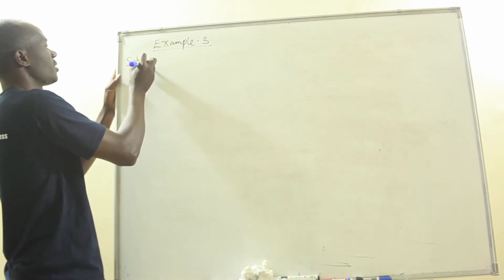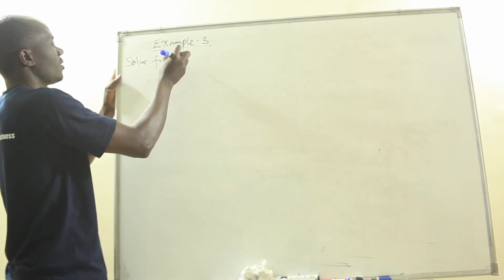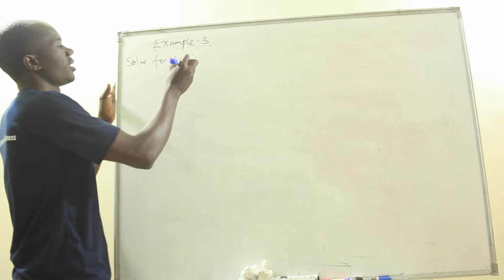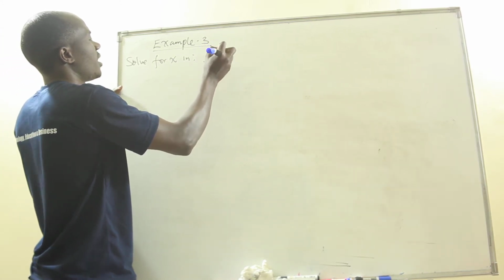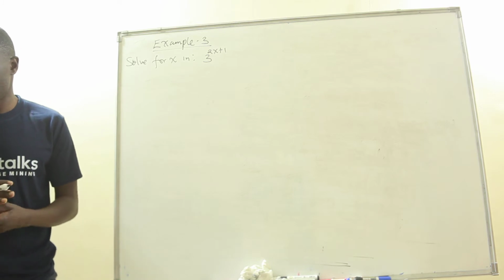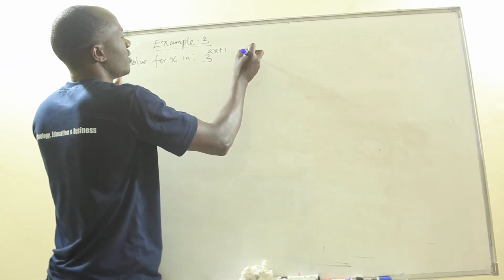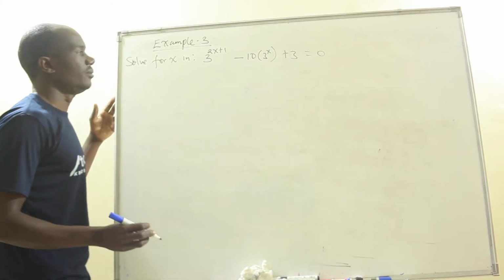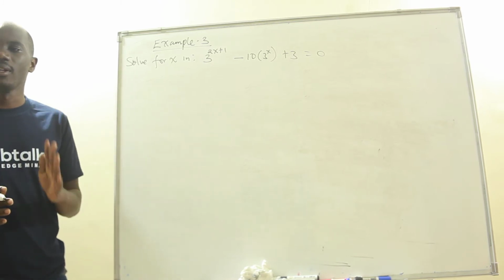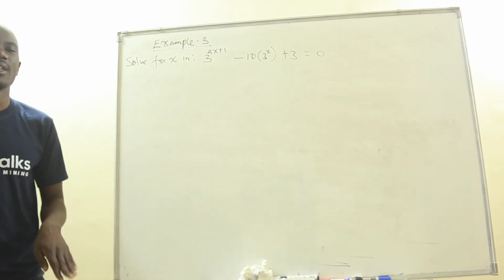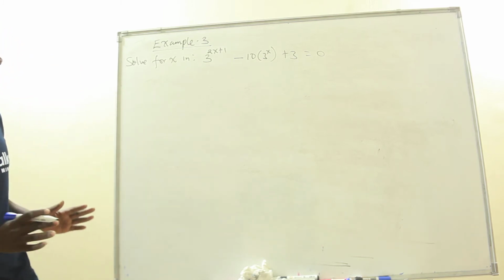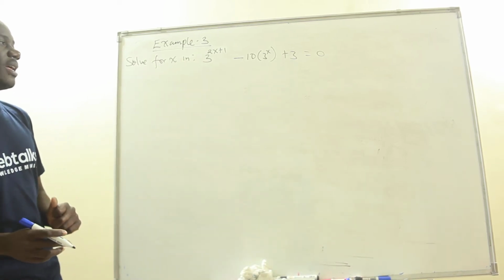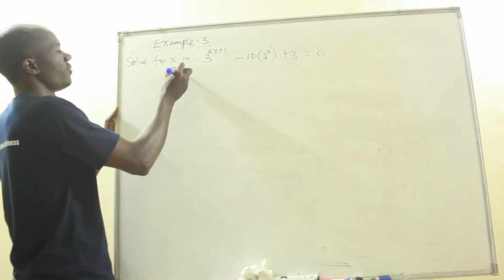Solve for x in 3 power 2x plus 1, minus 10 into 3 power x, then plus 3 equals 0. Now when they say solve for x, they mean look for the unknown. It is not like simplifying. Here we are looking for the value of x. How do we do this one? First, observe here. There is an application of the laws of what? Indices. First break on this.